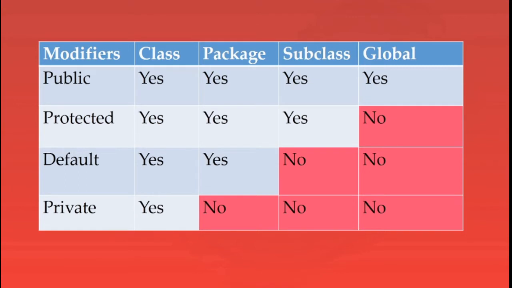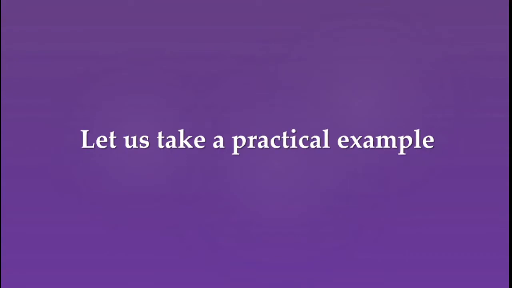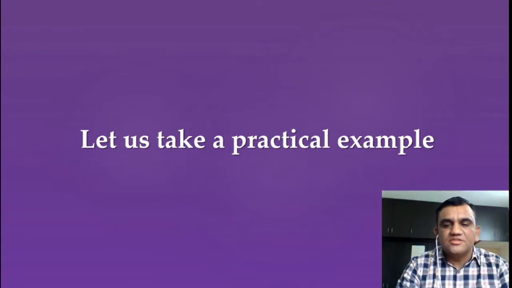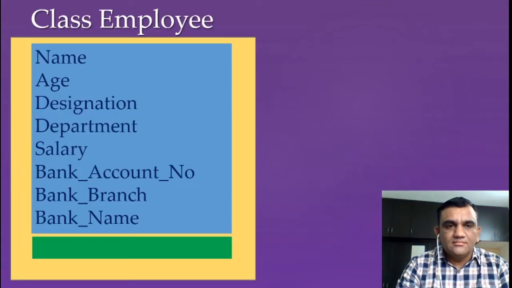To understand the access specifiers, this is a chart you can refer to. Let us take a practical example to understand this. Here we have a class Employee with a few attributes: name, age, designation, department, salary, bank account number, bank account branch, and bank account name. For simplicity, we have put only the variables. We have not shown the methods.